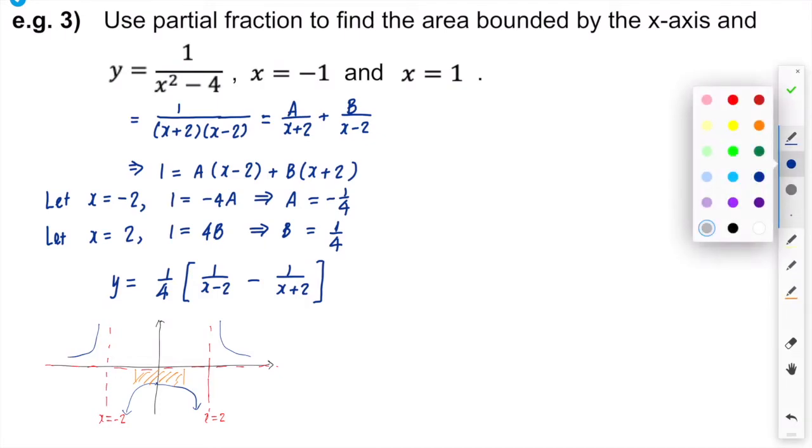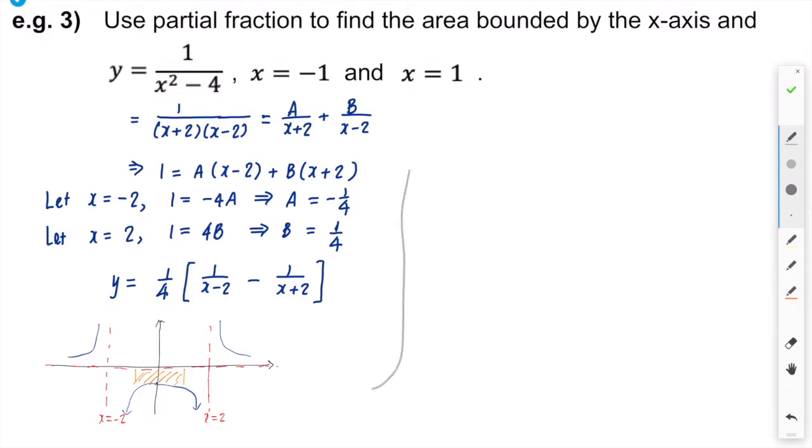So going back to the actual question, this whole area rests under the x-axis. So we know that if I take the integral from -1 to 1, it's going to give me a negative value. But in area, we always state that using positive values. So keep that in mind, okay?